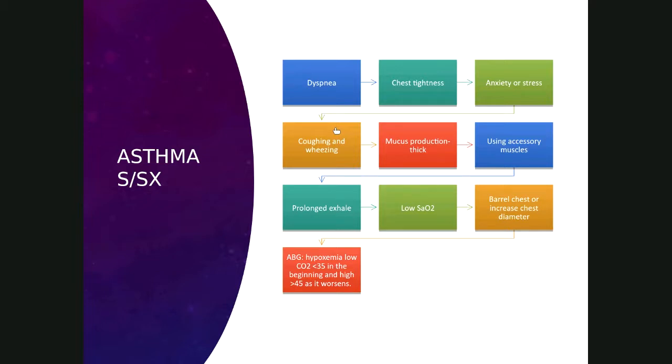You start using accessory muscles. You're taking longer exhales, and as a result, your oxygen levels are dropping. You're having a barrel chest or increased chest diameter, and your ABGs are showing hypoxemia, low, which is, CO2 is less than 35 in the beginning, and it can be higher than 45 as it gets worse.